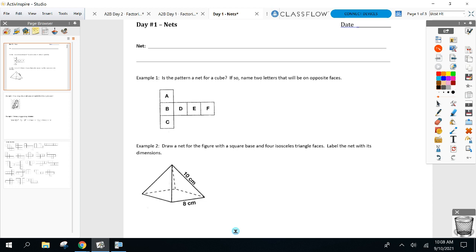First one, today's topic, called a net. I don't know if you guys are familiar with what a net is. Let me give you the definition, and then I'll show you an actual example. A net is a two-dimensional pattern. All right, and I'm not done with the definition yet. A two-dimensional pattern that can be folded to form a three-dimensional object. That can be.